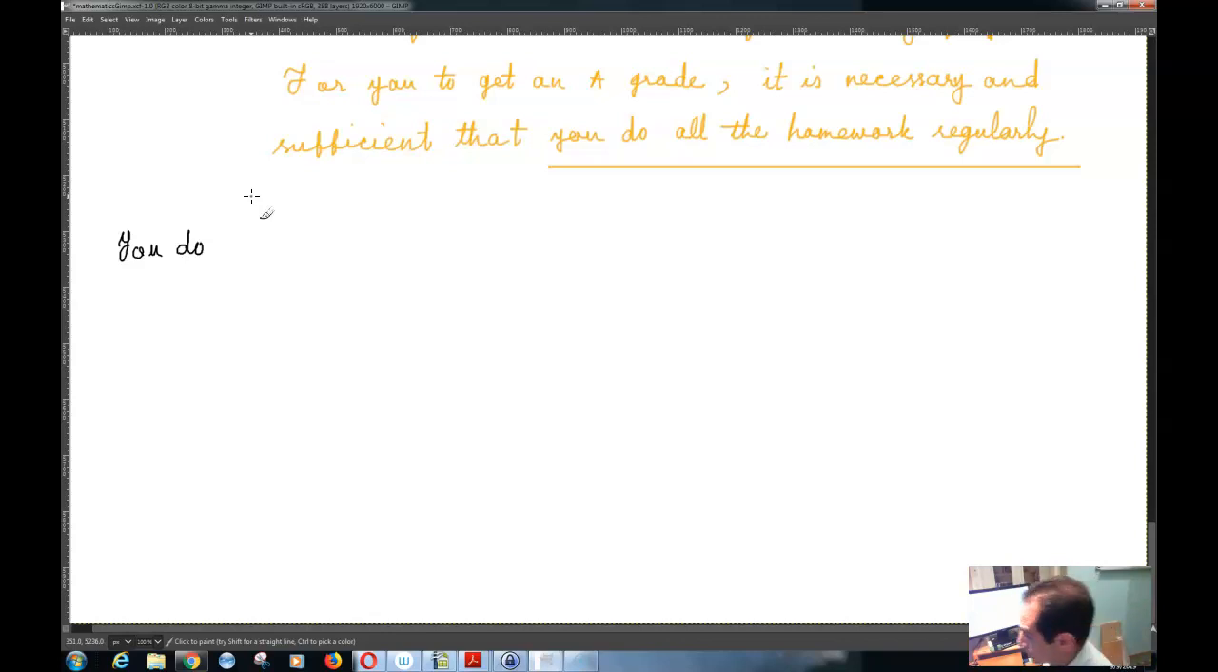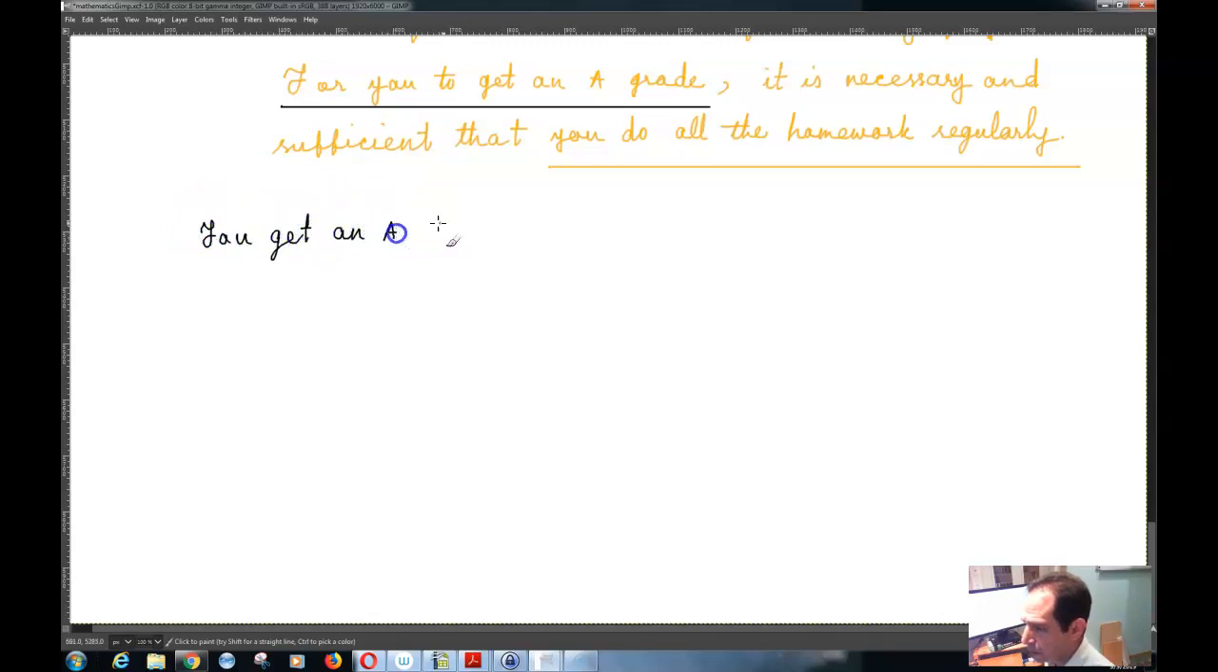Seems like I was wrong. Okay, so you have to write this as when it is necessary and sufficient that. So this is the necessary and sufficient condition. So it seems that you have to put it as the second sentence, and the first sentence would be this thing over here. So then you have to write, you get an A grade.